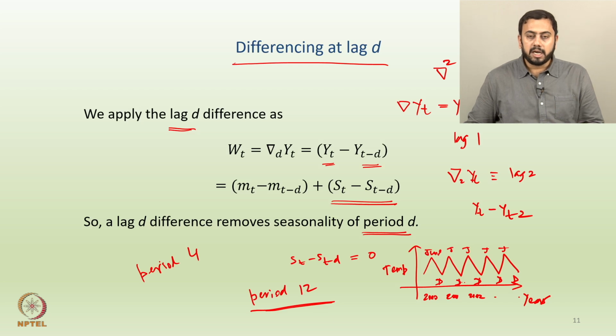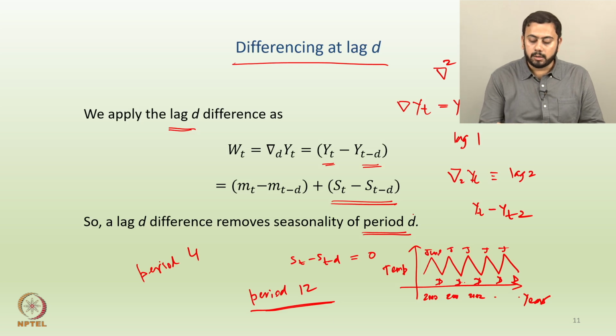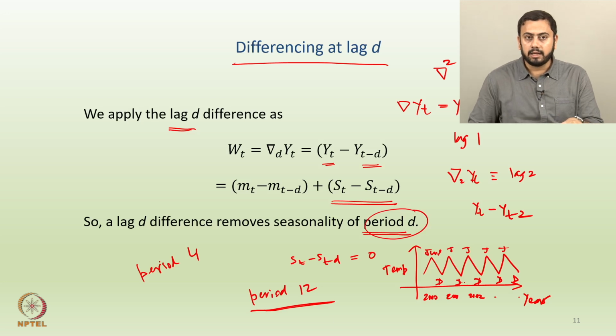So, depending on how the repetitions are occurring in a seasonal time series, one can define the period of seasonality. And the last statement here is that depending on what period of seasonality you have, one has to apply lag d difference to remove that seasonality aspect.